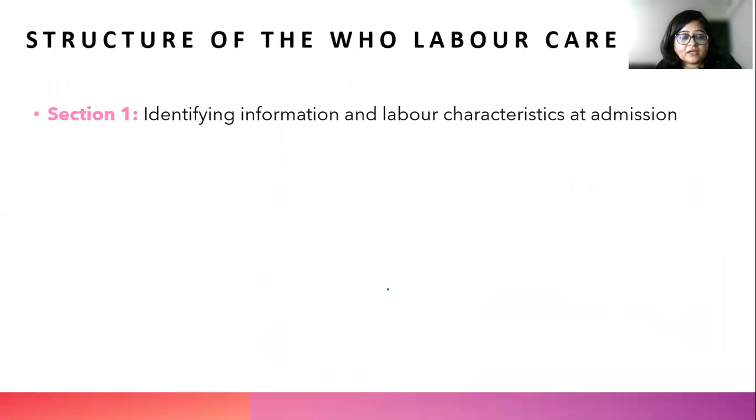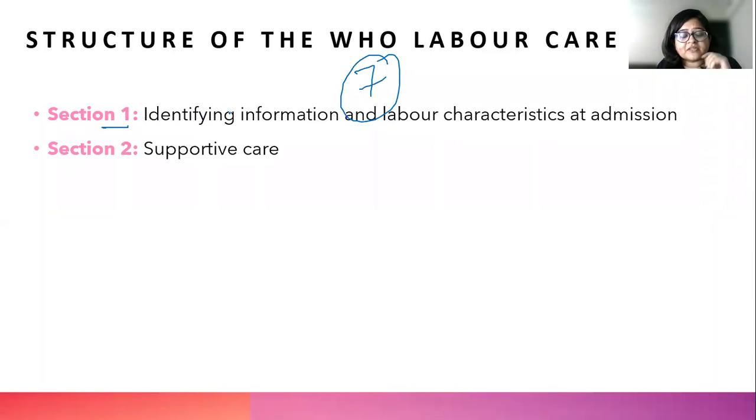Now the structure of the labor care guide. You all know the structure of the old partograph. The structure of the labor care guide has 7 sections. Remember this, it is divided into 7 sections. Section 1 is identification details. We will go a little bit into detail, but not too much, just enough for you to know.